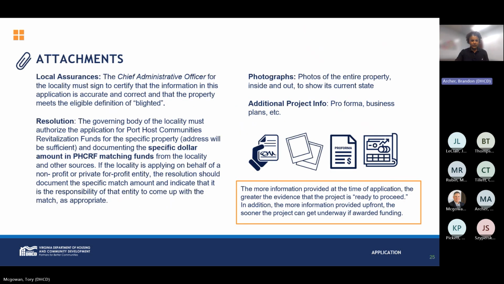At the end of your application, there is a section for attachments. Here, you're going to have those local assurances where the chief administrative officer for your locality must sign and certify that the information is accurate and correct. Also, the governing body must authorize that the application has the specific property address and the dollar amount that you are requesting. If the locality is applying on behalf of a nonprofit, the resolution should document the specific match amounts and indicate that it's the responsibility of that entity to come up with the remaining match.